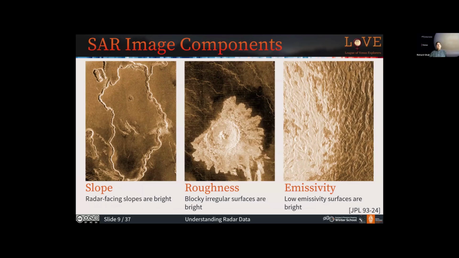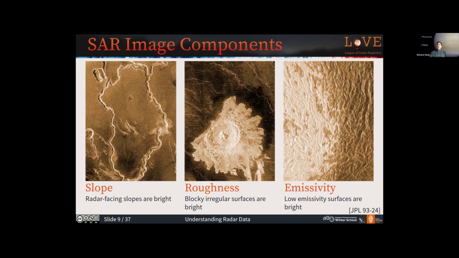All SAR images, however, are dependent really on 3 properties of the ground. The first is slope, and that's because the radar beam itself is very sensitive to the angle at which it intersects the ground. So if it points straight down and comes back again, you get a very, very bright return. So any slopes that are facing the radar, remember the radar is probably looking at about 30 degrees, 20 to 30 degrees off, or maybe even 40 degrees off to the side.